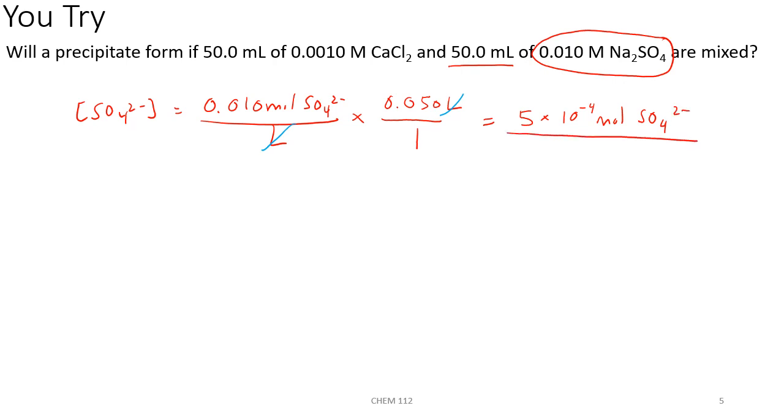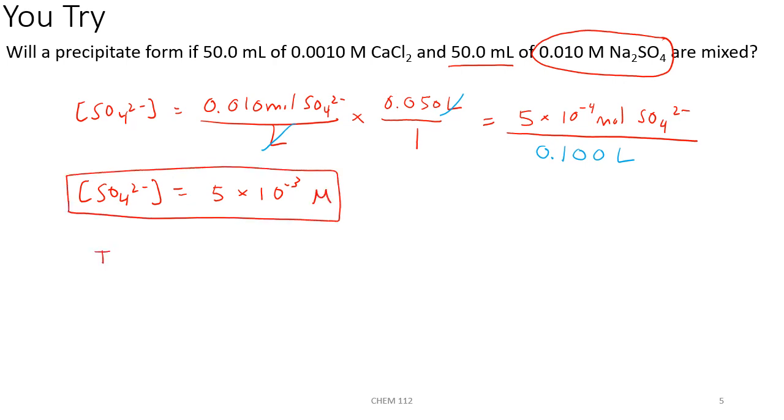We want to get molarity, so now we're going to divide by our total volume in liters, which we said was 100 milliliters, so we'll divide by 0.100 liters. This gives us a concentration for our sulfate ions of 5 times 10 to the negative third molar.